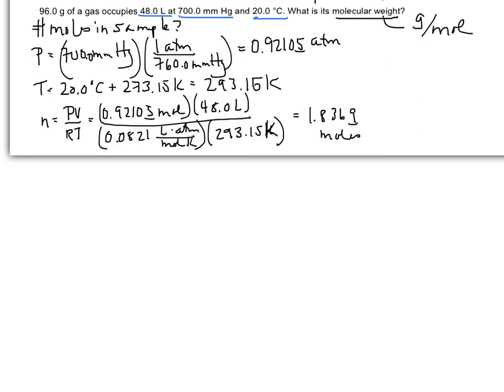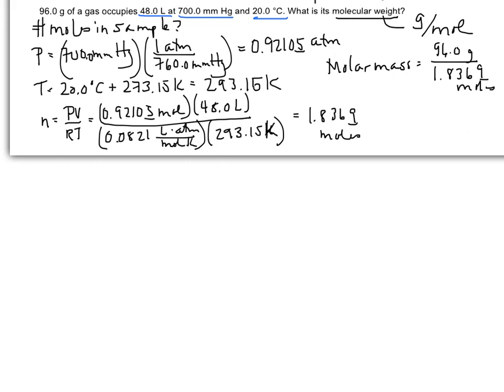But remember that what I'm looking for here is the molecular weight. I want to know if I have a certain number of grams, how many moles do I have? So I can take that ratio. Well, I have the grams, and I now know how many moles are in that sample. So now what I can do is say the molecular weight, or the molar mass, equals the 96.0 grams divided by 1.8369 moles.